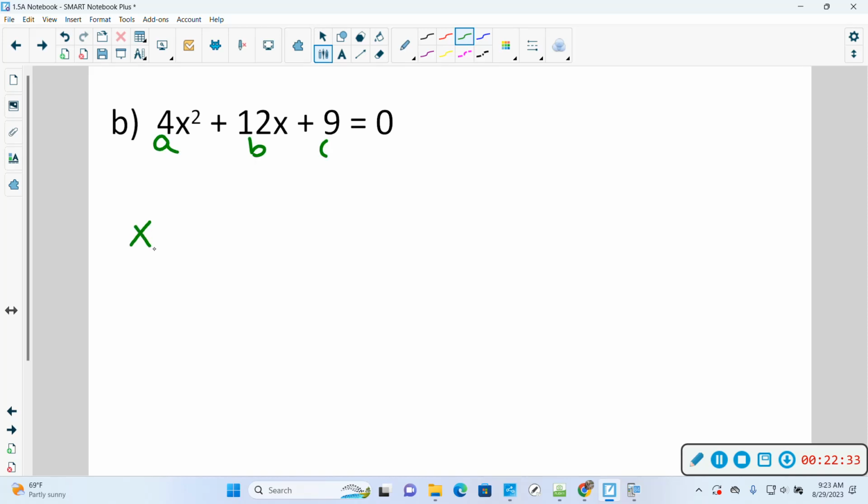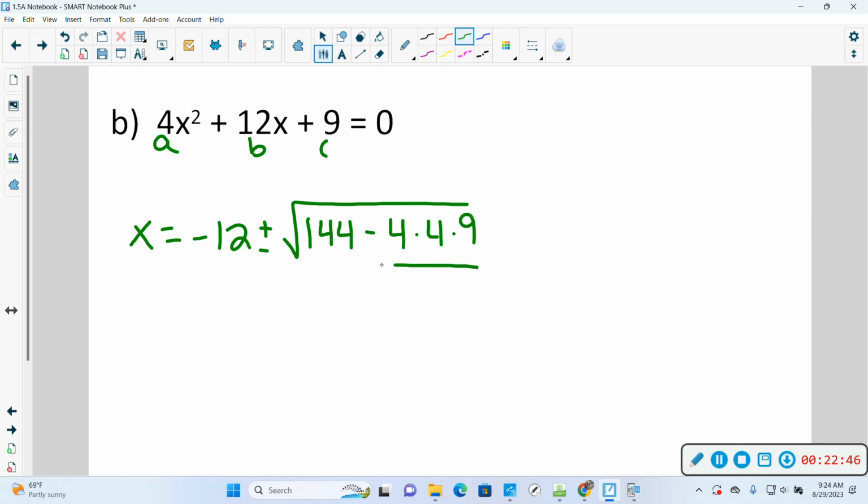x equals the opposite of b, plus or minus the square root of b squared, 12 squared, I'm just going to roll with 144, minus 4 times a times c, all over 2a, 2 times 4. So let's type in what's underneath the square root. That has a very lovely little fancy name, by the way, called the discriminant. In case you wanted to know that, I'm sure you did.